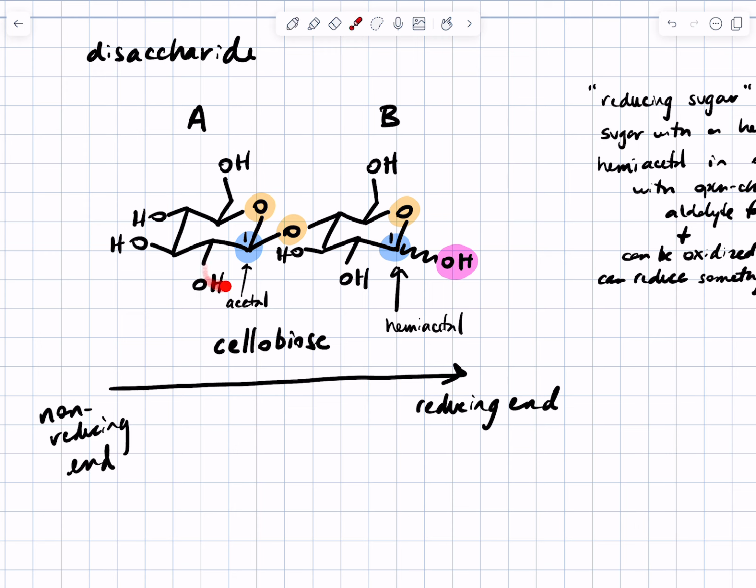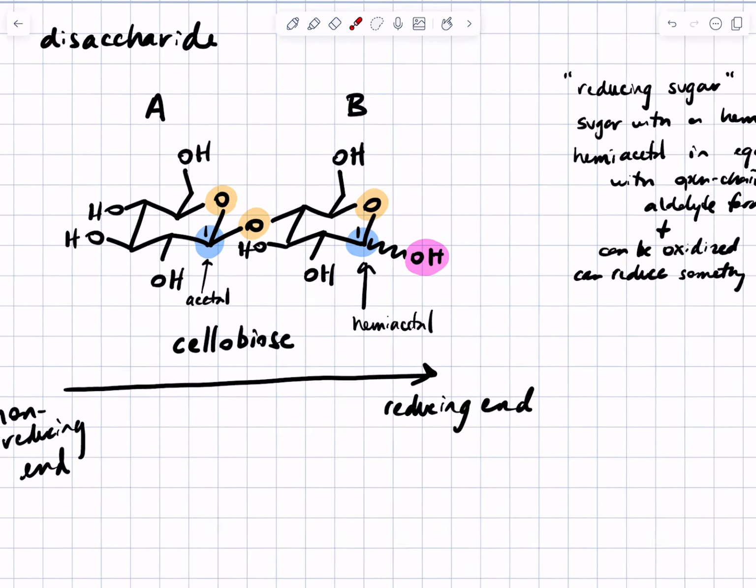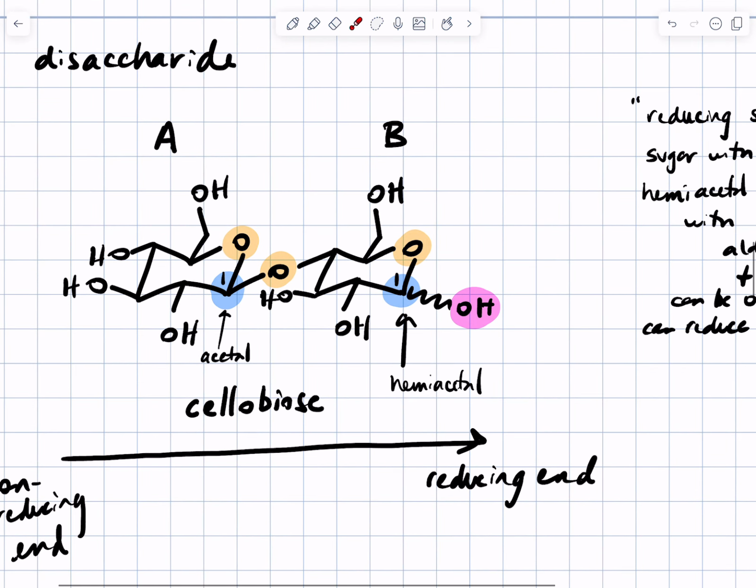This portion is not, this is an acetal. Acetals are stable to various conditions. They are not in equilibrium with open chain forms, so an acetal is not a reducing sugar. Okay, let's talk about the linkage between C1 of subunit A and C4 of subunit B. And we'll talk about how people talk about this linkage. I'm just going to highlight it.